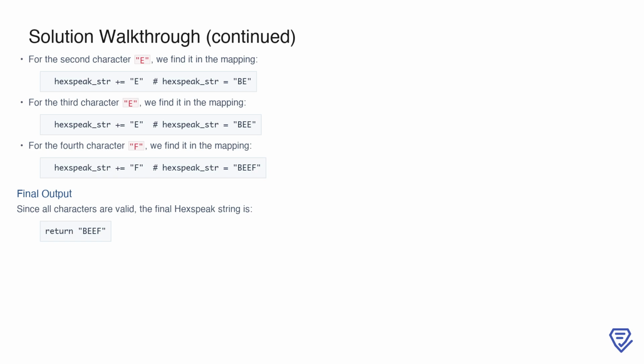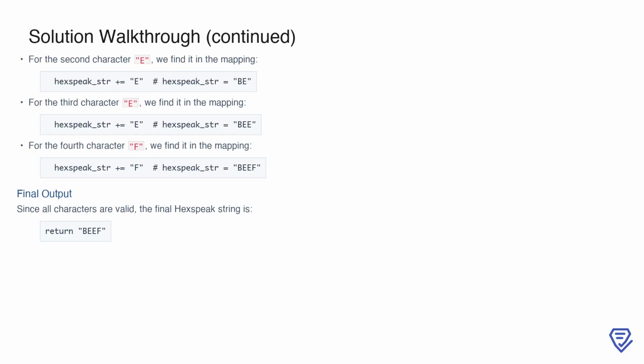This updates the string to BE. The next character is another E, which again maps to E. Appending this results in BEE. Finally, we process the last character, F, which is valid and maps directly to F. Adding this to hexspeak_str gives us the final Hexspeak string BEEF.